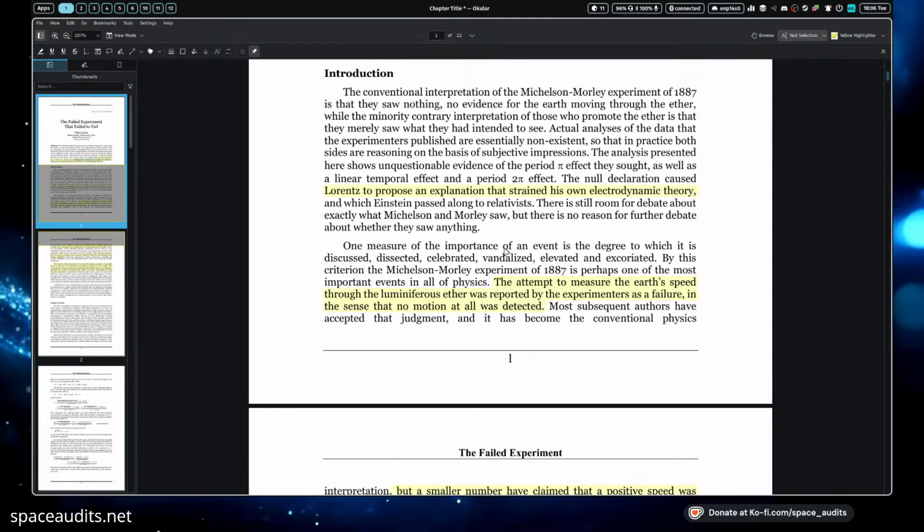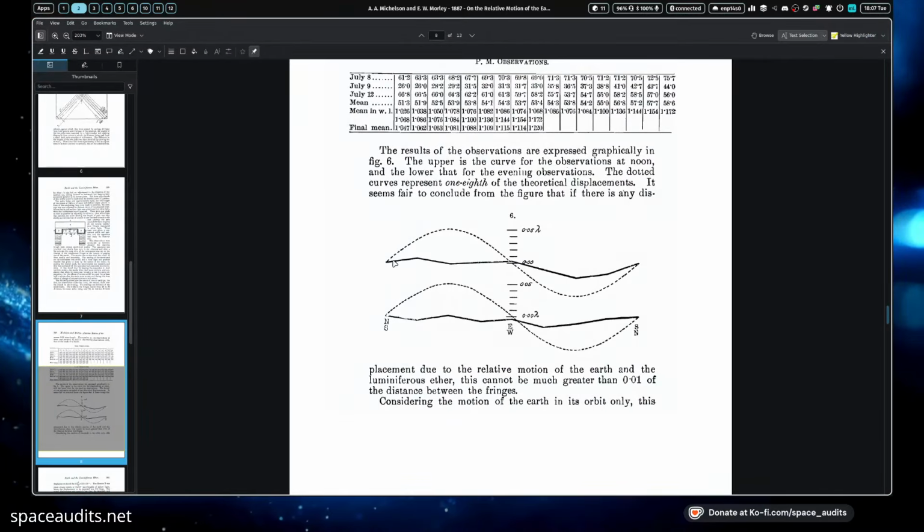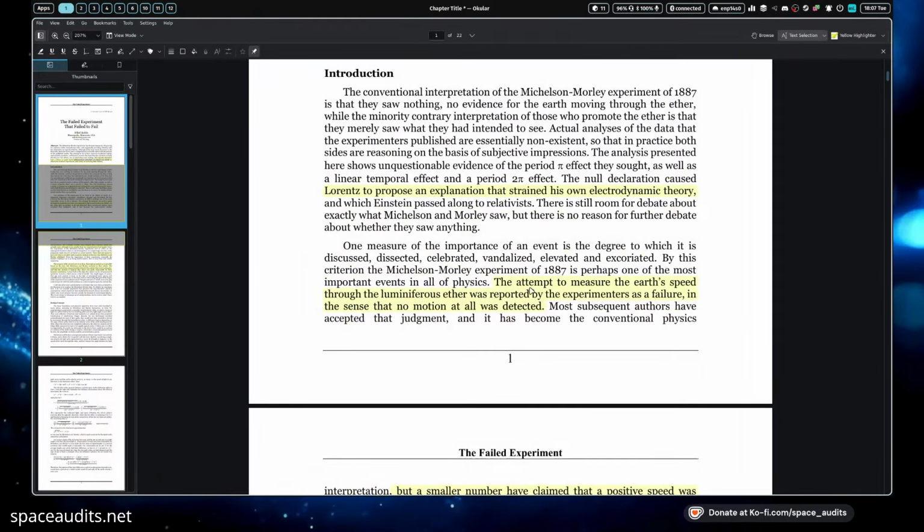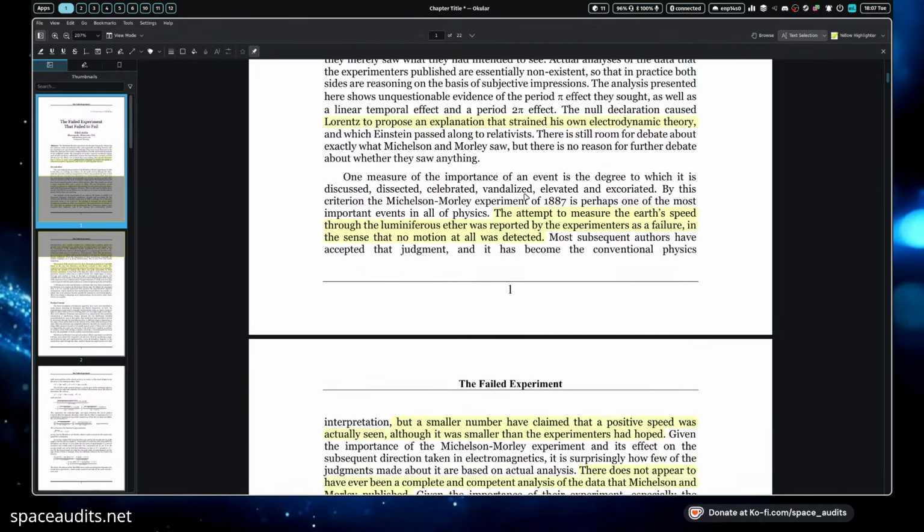One measure of importance of the event, because they always talk about it as a null, like in textbooks and stuff, they don't actually say they measured a little bit, but not enough, so we call it a null. They just always report it as if this line was just straight across with no deviation, and it's not showing any anisotropy, which it's clearly showing. So anyway, one measures the importance of an event by the degree to which it's discussed, dissected, celebrated, vandalized, elevated, and excoriated. By this criterion, the Michelson-Morley experiment is perhaps one of the most important events of all of physics.